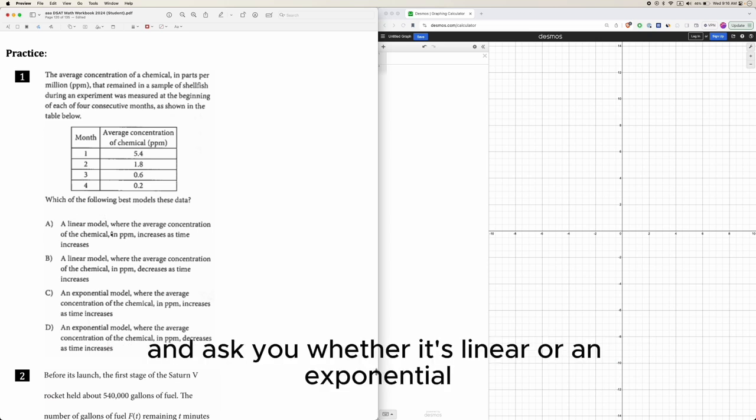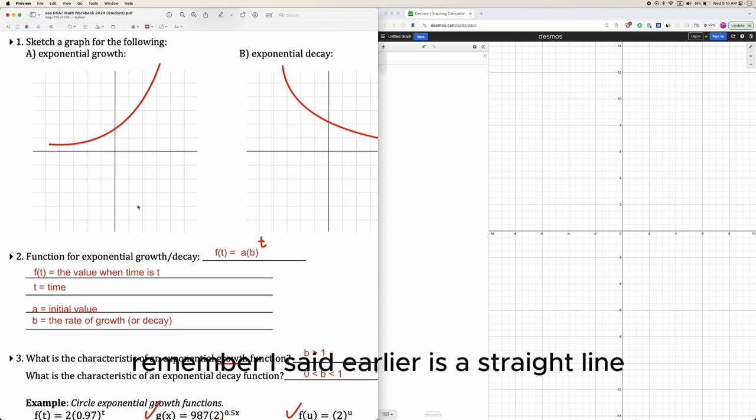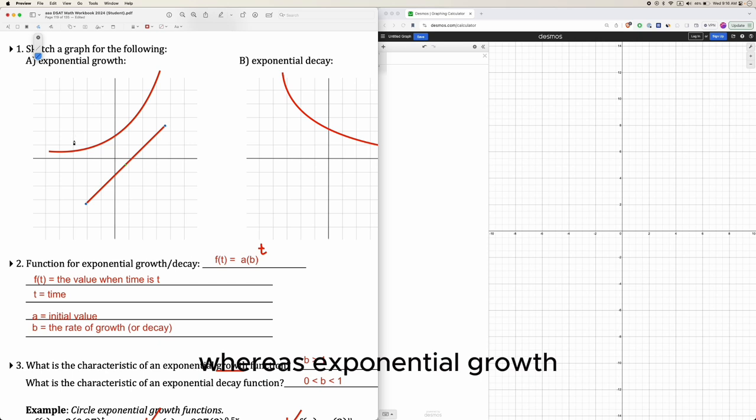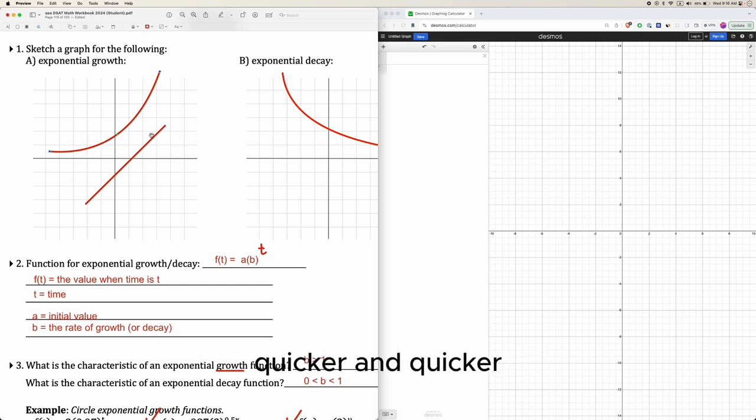And it asks you whether it's linear or exponential first. It's linear, linear, exponential, exponential. And linear, remember I said earlier, is a straight line. Whereas in exponential growth, the numbers get bigger and bigger, quicker and quicker.